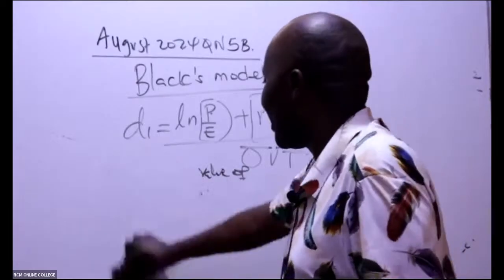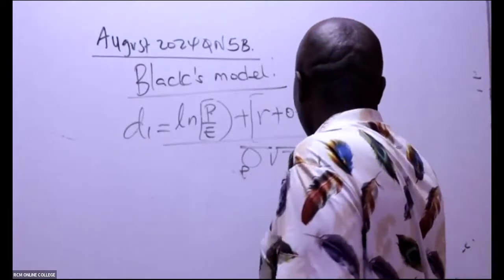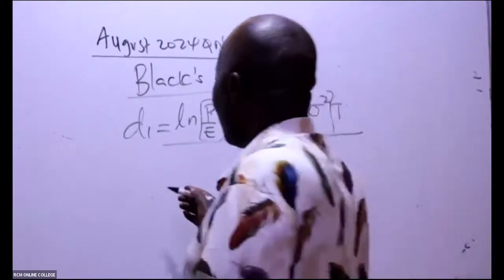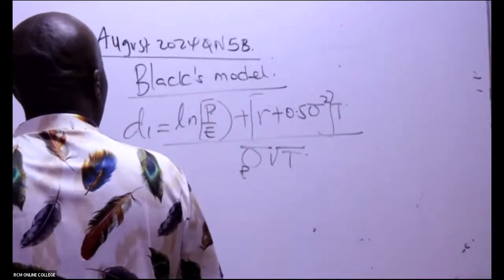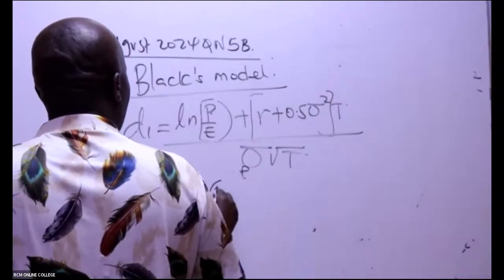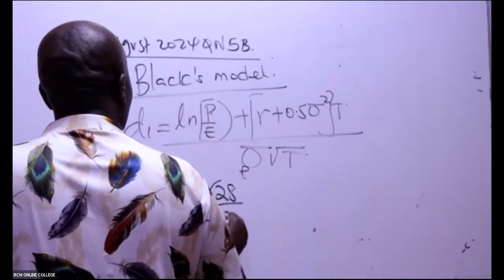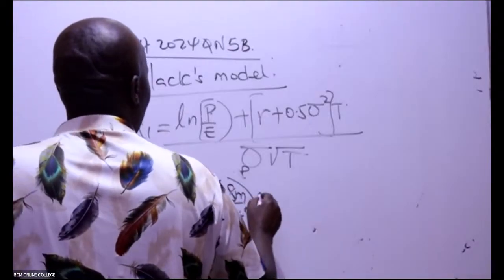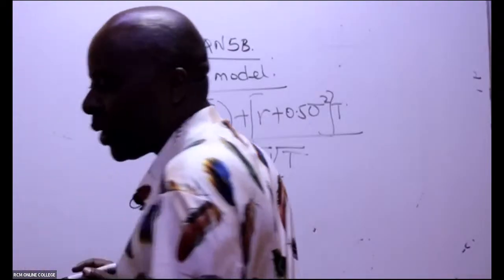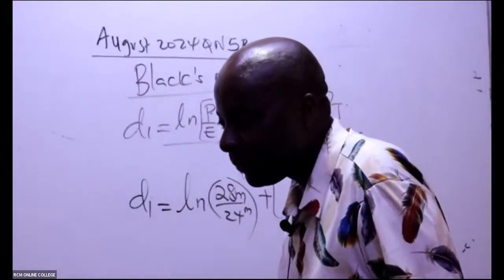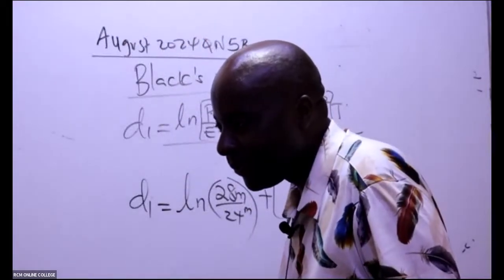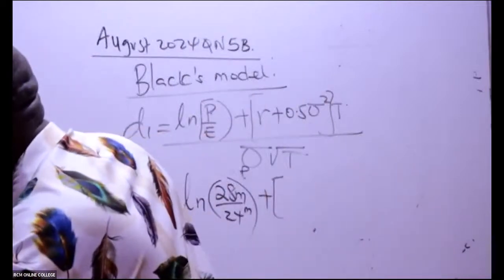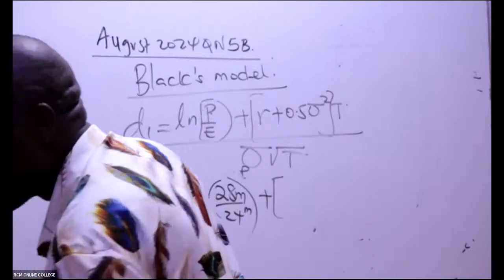Let's go ahead and do what here? Get this d1. So then our d1 will be equal to the Napierian logarithm of S over K, so this is 28 over 24. Of course, the million will cancel. Plus, have they given me the risk-free rate of return over here?